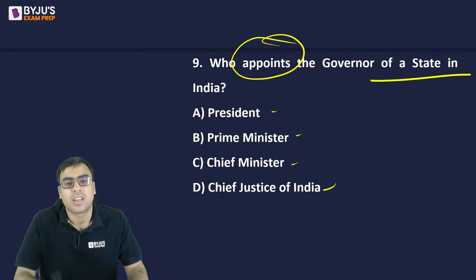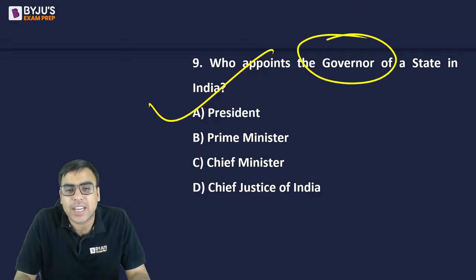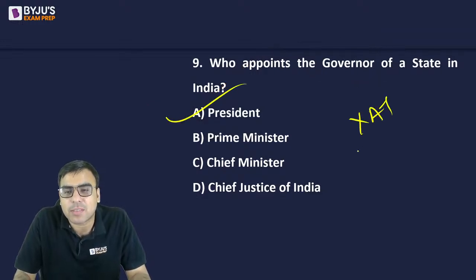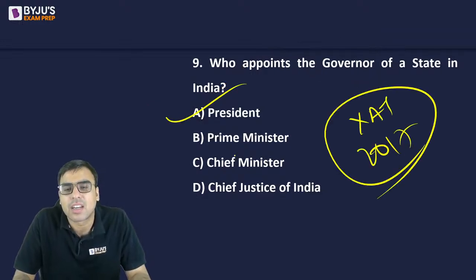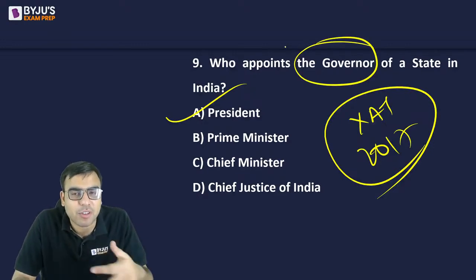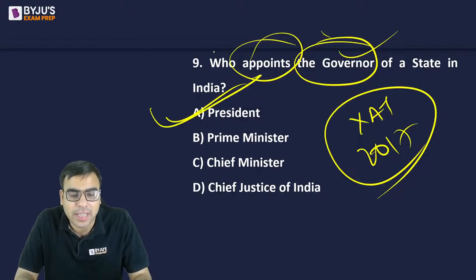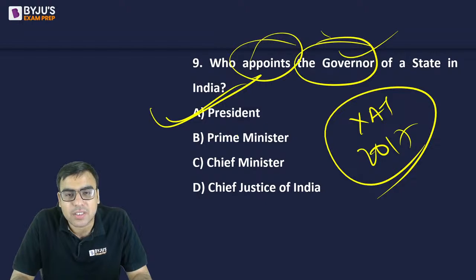ठीक है. Who appoints the governor of state in India? So the right answer, of course, is the president of India. ये exact में इस तरह question आया हुआ है past में, I think 2016-17 में, है ना? That which of the following is appointed? इस तरह पूछा था. President, governor, and they gave 4 options. So governor is appointed actually, and it is appointed by the president of India. So A is the right answer to this question.